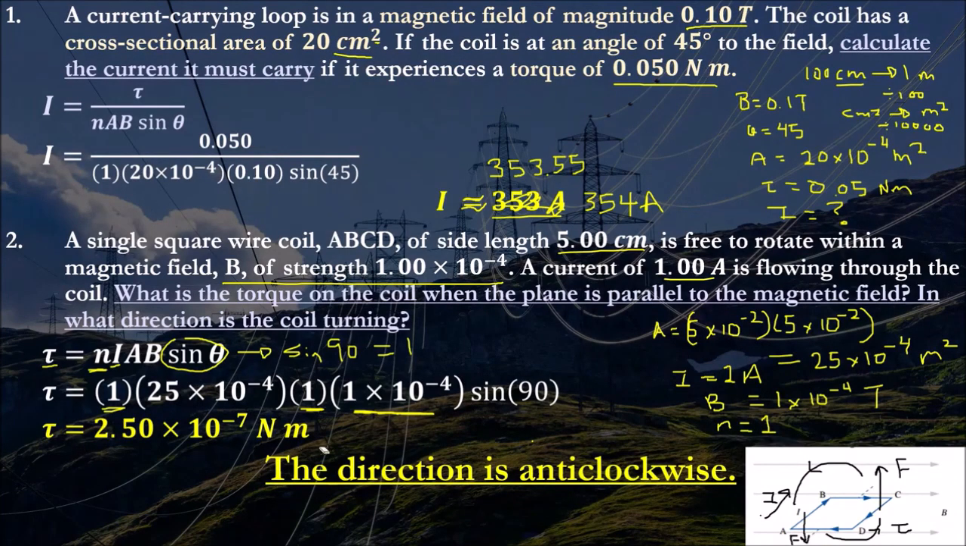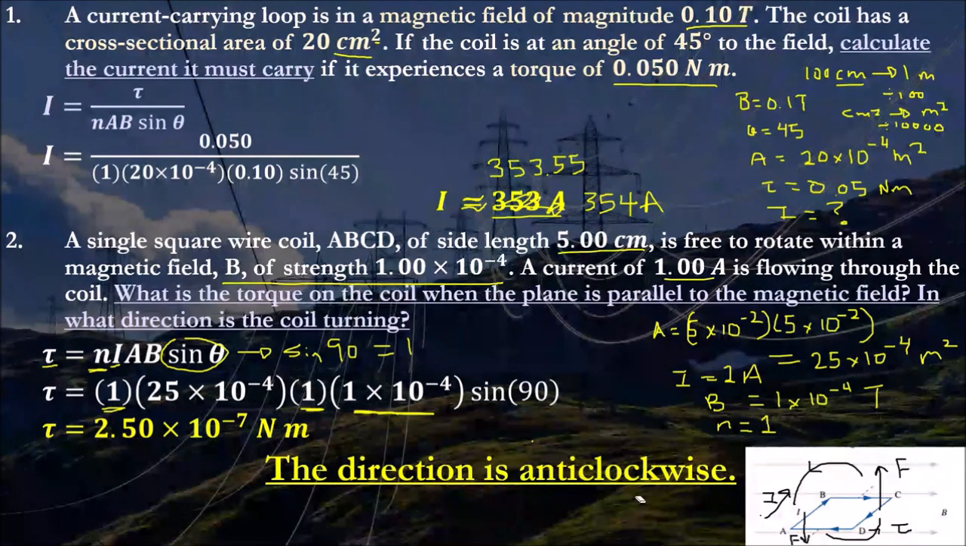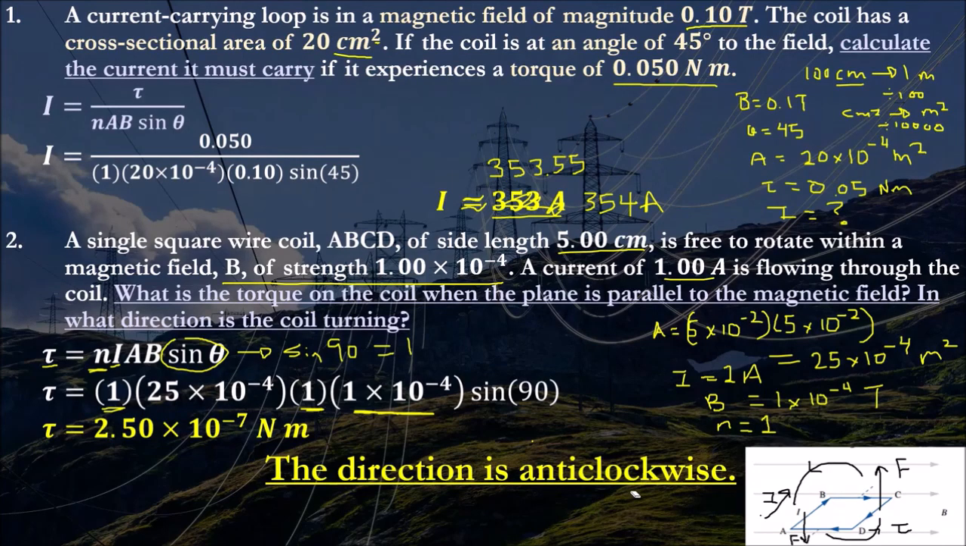And that is the answer to question 2. It has a torque value of 2.5 times 10 to the minus 7 Newton meters, and it is rotating anti-clockwise. If you do have any other questions, let me know, and I will try and answer them in the comments.